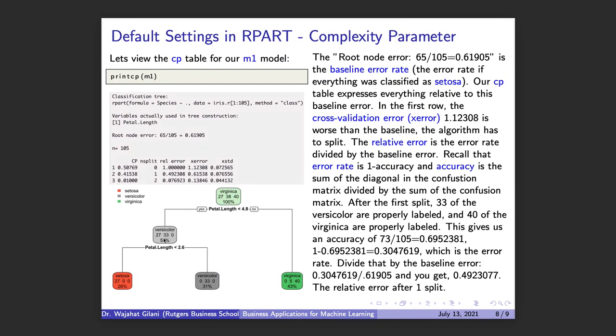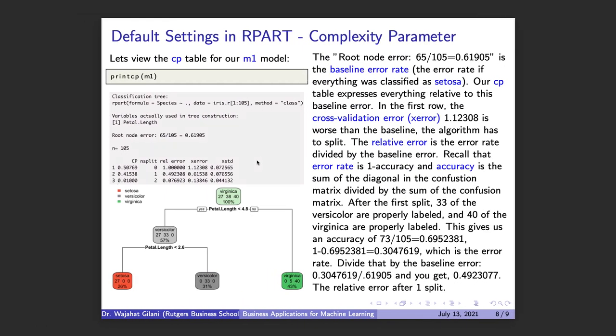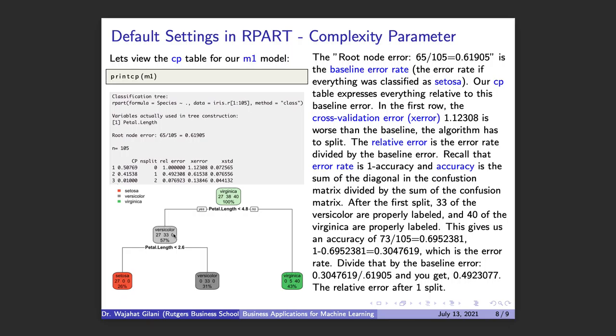We have two children. We have a Versicolor. The Versicolor is 27, 33, 0. Now again, Versicolor is the middle element. So this 33 right here, that's the right number for Versicolor. So I come here, Versicolor, 33. 33 of the values were correctly placed. I come here, 27. What is that 27? That's Setosa. 27 Setosas were labeled as Versicolor. So 27 in that box are actually Setosas, and 0 in that box are Virginicas.